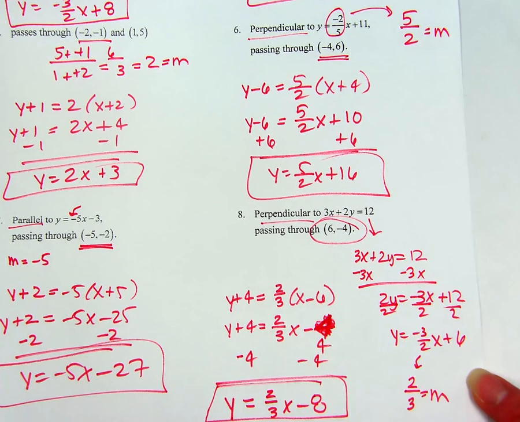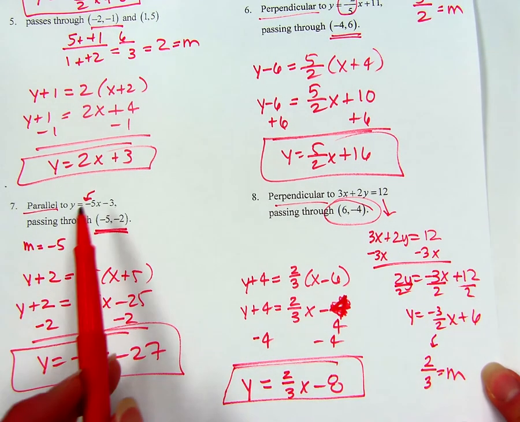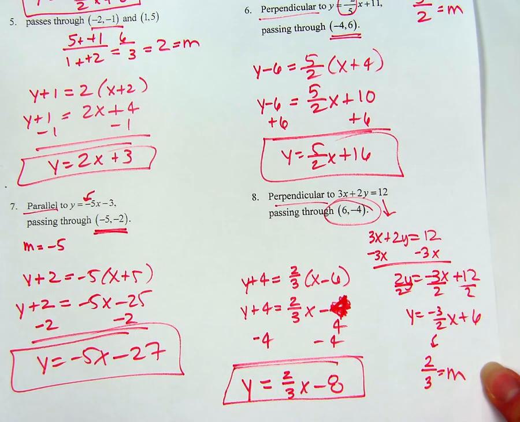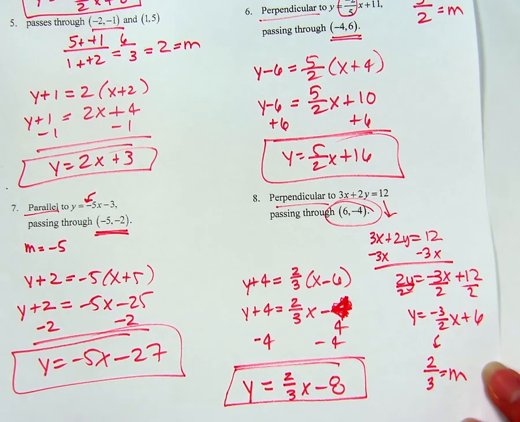All right, so the main thing you got to remember is parallel lines have the same slope, and perpendicular lines have opposite reciprocal slopes. And then we're all done.